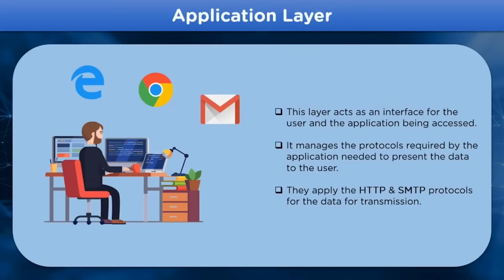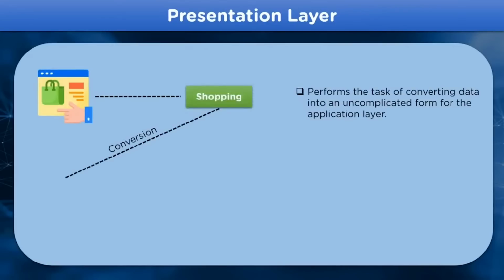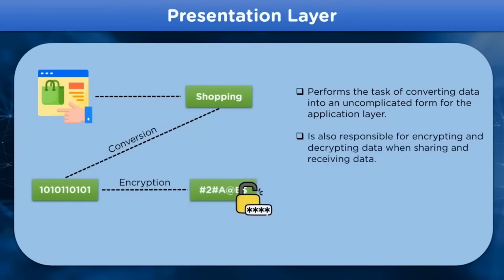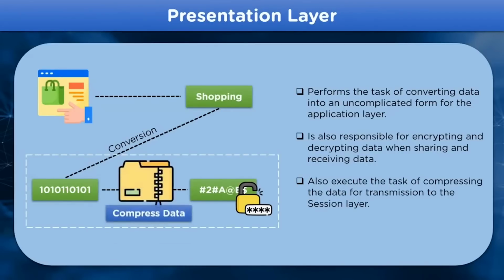Now let's move on to the next layer. The next layer is known as the presentation layer. The presentation layer is responsible for performing conversion tasks over the data received from the application layer. The conversion of data is done in accordance with the required format. It also performs encryption over the converted data to prevent it from getting hacked by cybercriminals or hackers. The compression of the encrypted data is also performed by the presentation layer so that it can be passed on to the session layer.